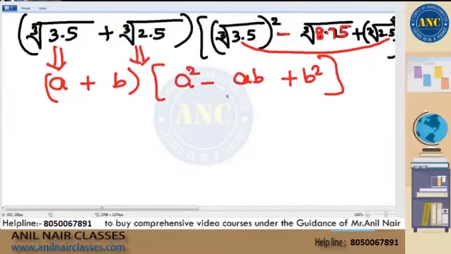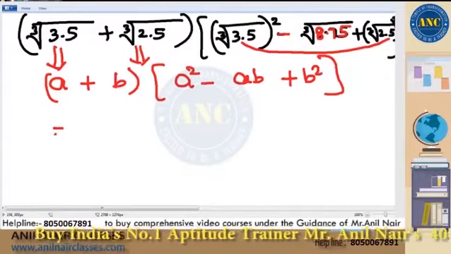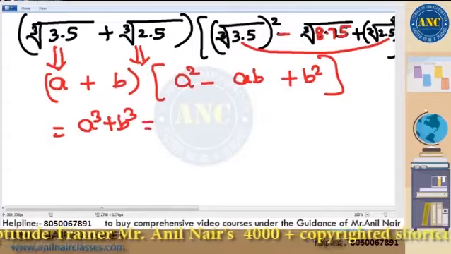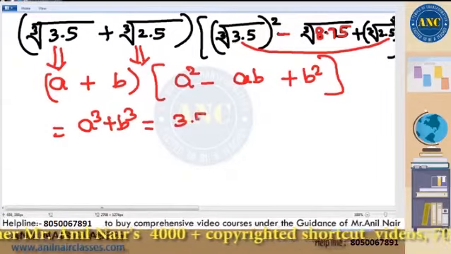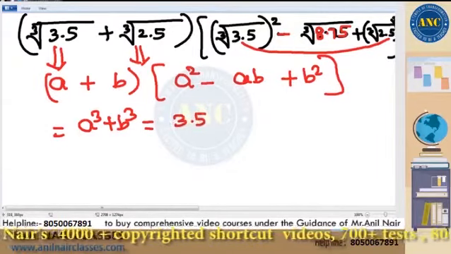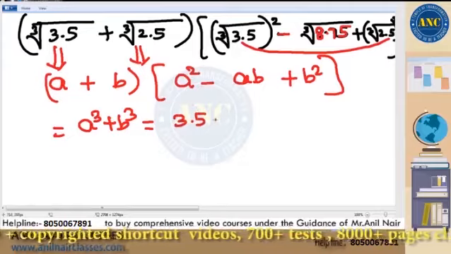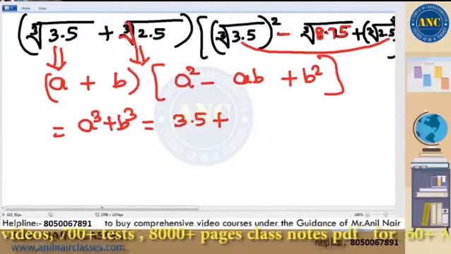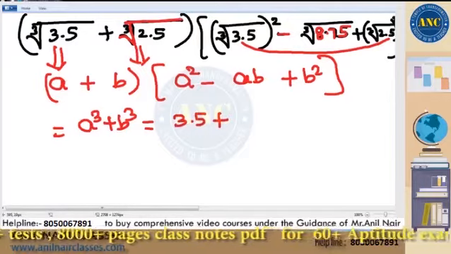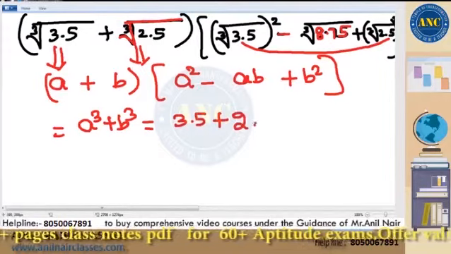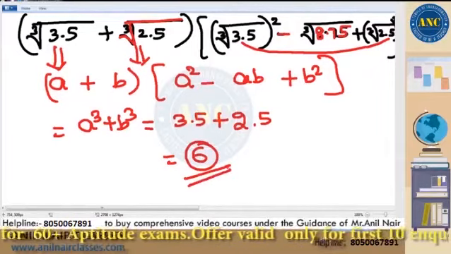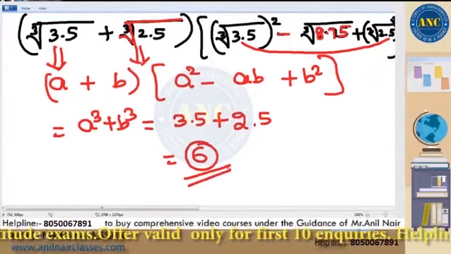A plus B into A square minus AB plus B square is A cube plus B cube. We already learnt it. A cube is cube root of 3.5 whole cube, which leaves 3.5. B cube is cube root of 2.5 whole cube, which leaves 2.5. The answer for this question is 3.5 plus 2.5, which is 6.